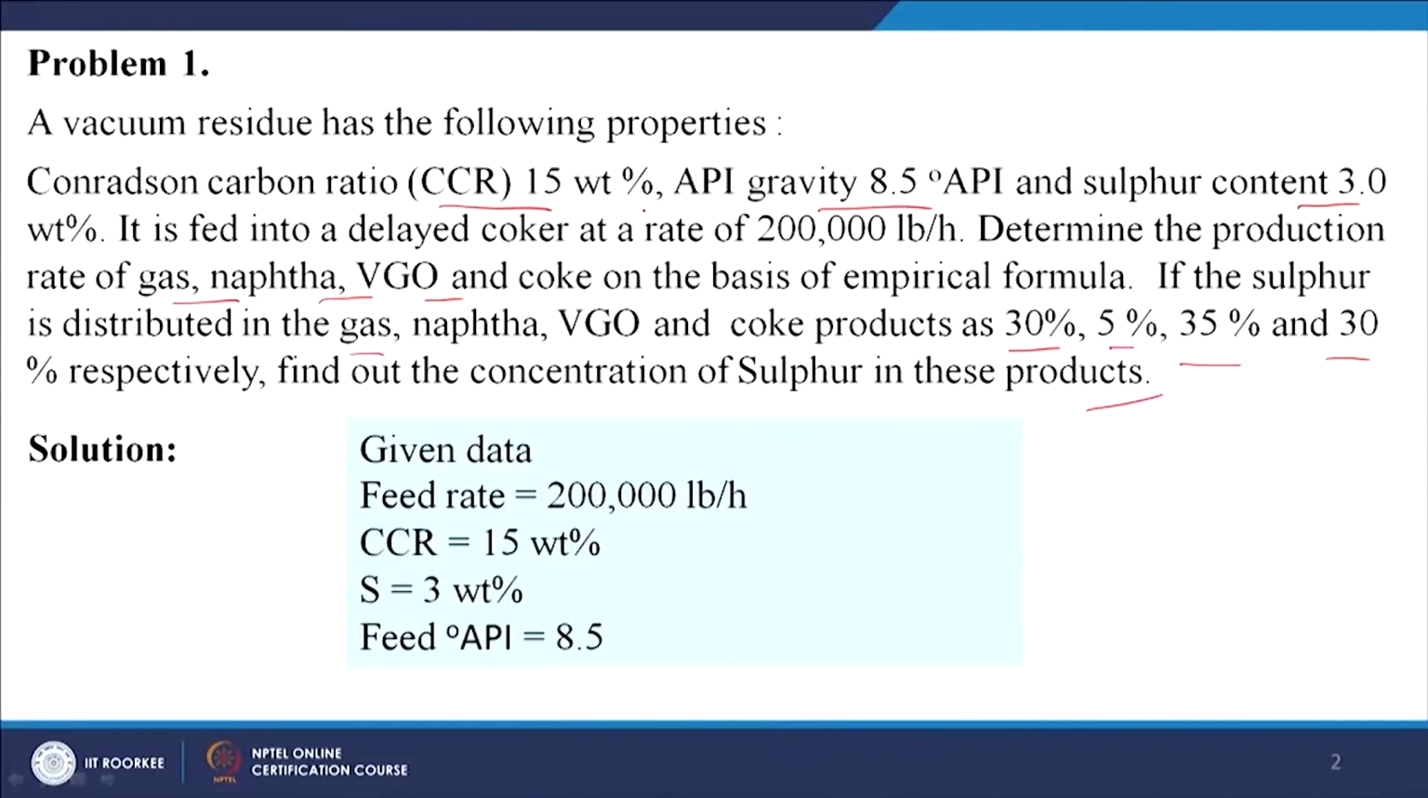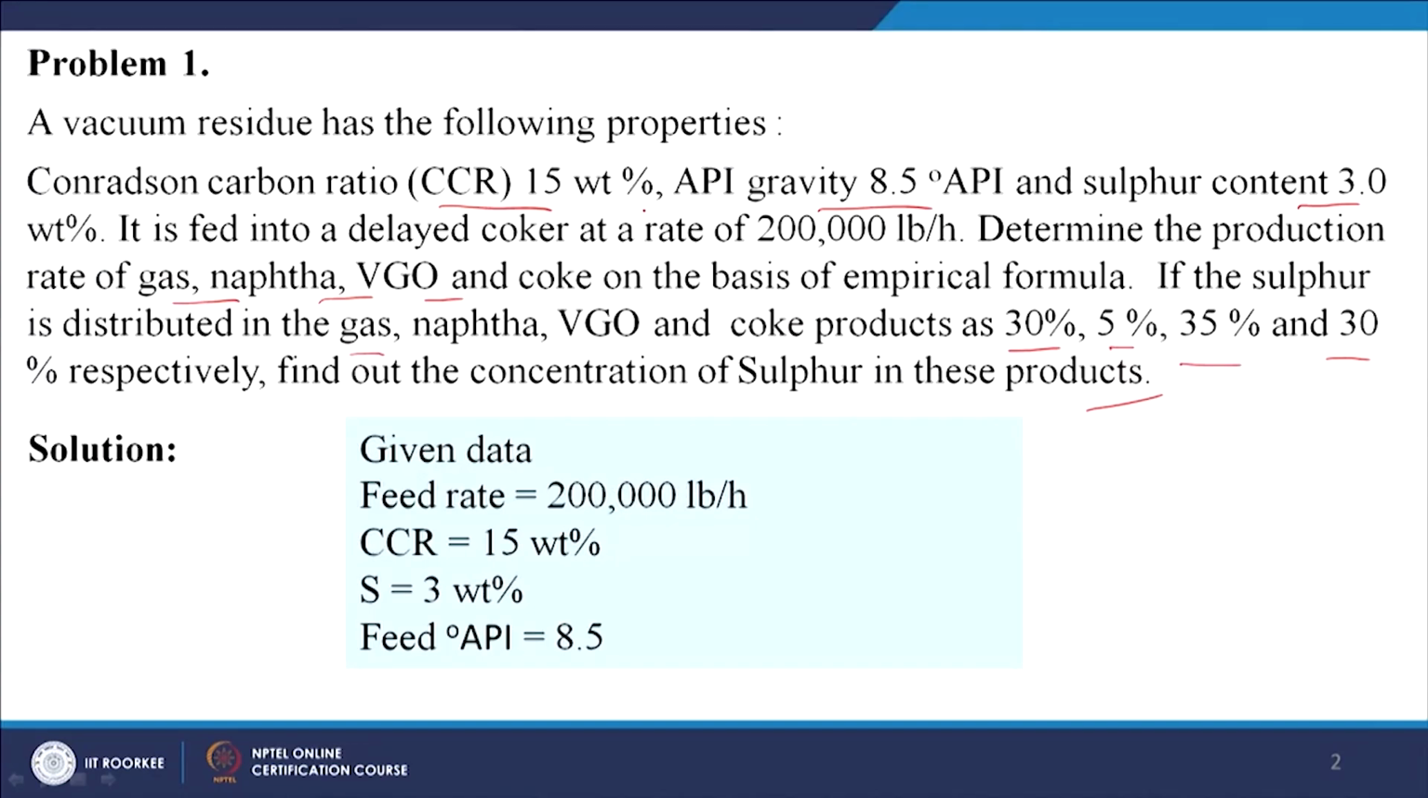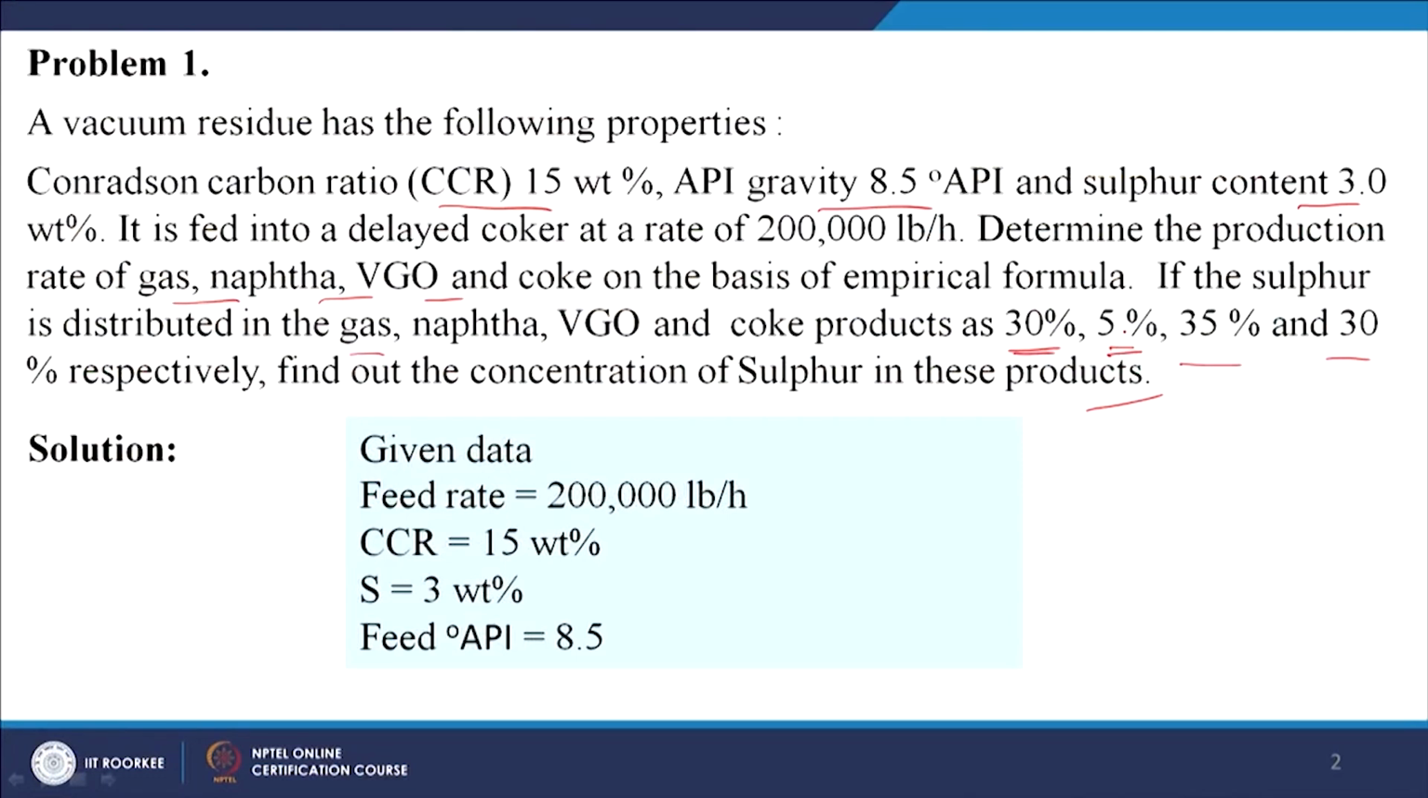So, this is a problem based on delayed coking, and the properties of the feedstock are given, that is CCR, API and sulfur content. Now, after the delayed coking we will be getting different products: gas, naphtha, VGO and coke. These are the major products of the delayed coking process, and then we have to find out the sulfur content in these, and the relative amount of sulfur in different products is already given: 30% for gas, 5% for naphtha, 35% for VGO and 30% for coke. So, we have to solve the problem.